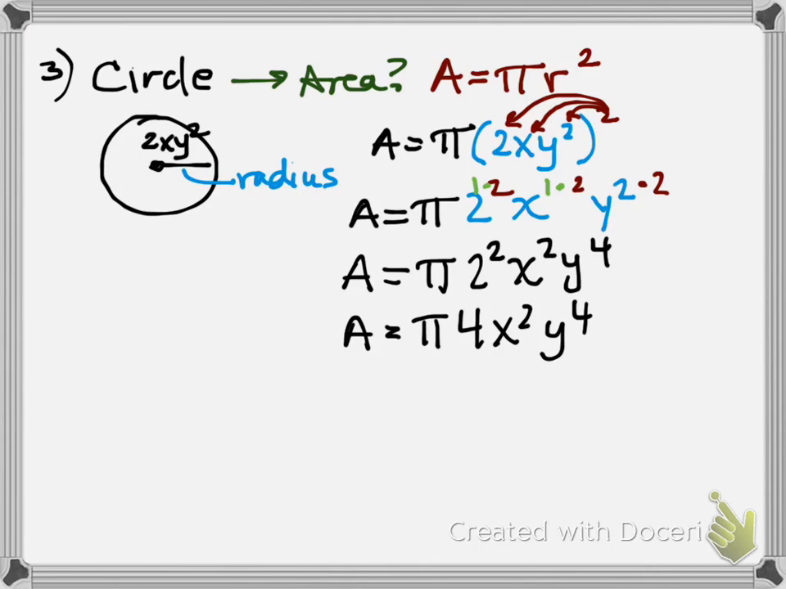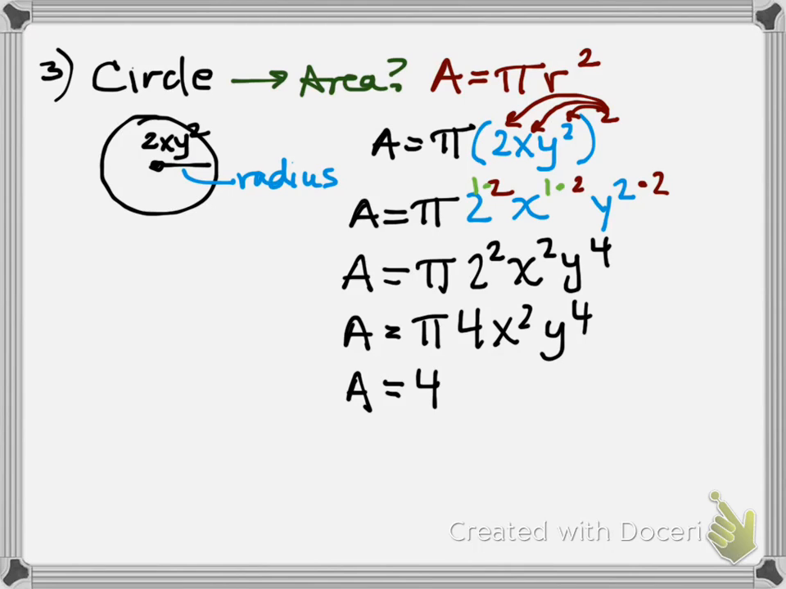Labeling or order-wise, that's not quite right. We need to adjust the way that answer looks, because what should be the first thing I see? What's the very first thing I should see in this answer? Not power. Coefficient. The coefficient. So the 4 goes in front.